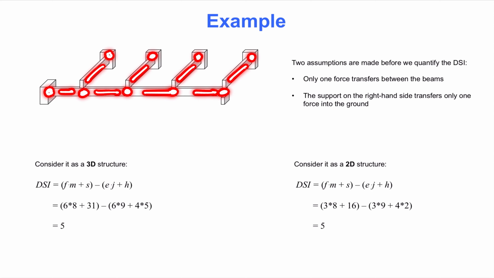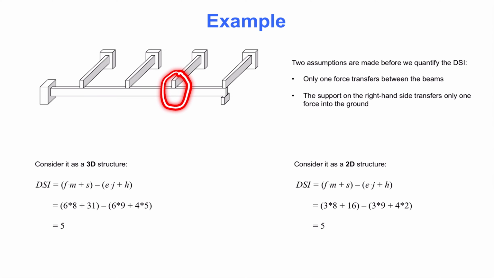Only one force transfers where each of the upper beams rests upon the lower beam. That means the other 2 internal forces in each of the upper beams are released at these connections. 4 connections with 2 releases in each means that H is 8.